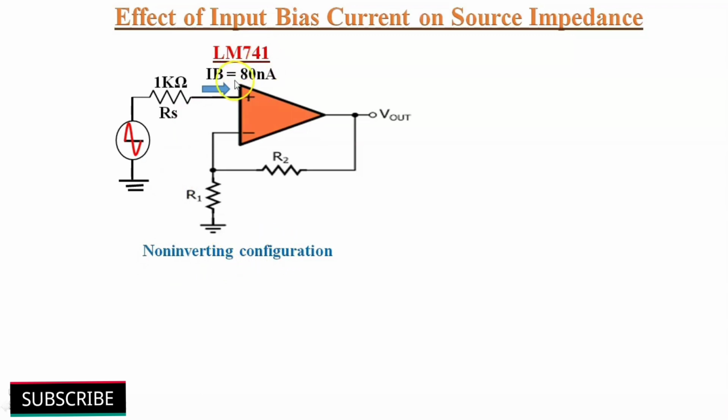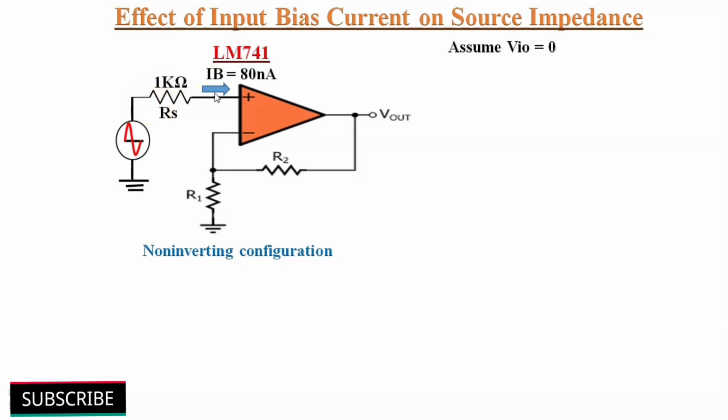Its input bias current IB is equal to 80 nanoamperes, and we have connected some source to the non-inverting terminal. Source impedance means the series resistance of the source, which is 1 kilo ohm. Assume that input offset voltage is also 0. Then the error in this op-amp is because of input bias current, 80 nanoamperes, flowing through the 1 kilo ohm resistor.